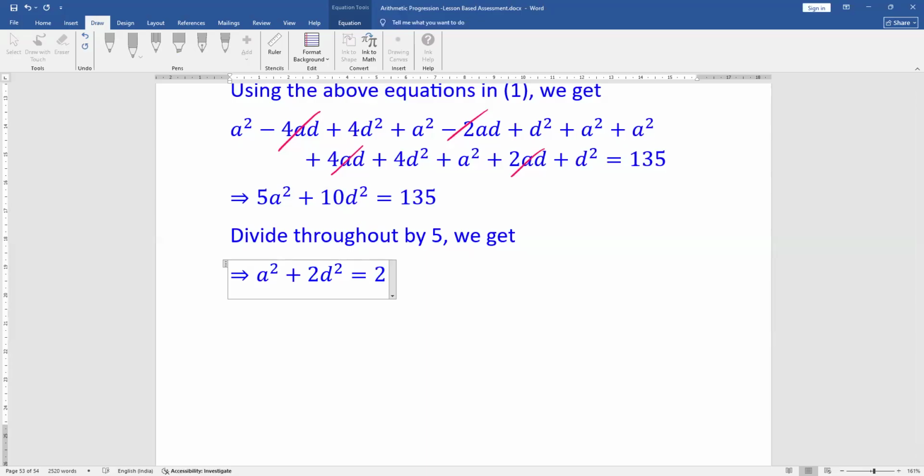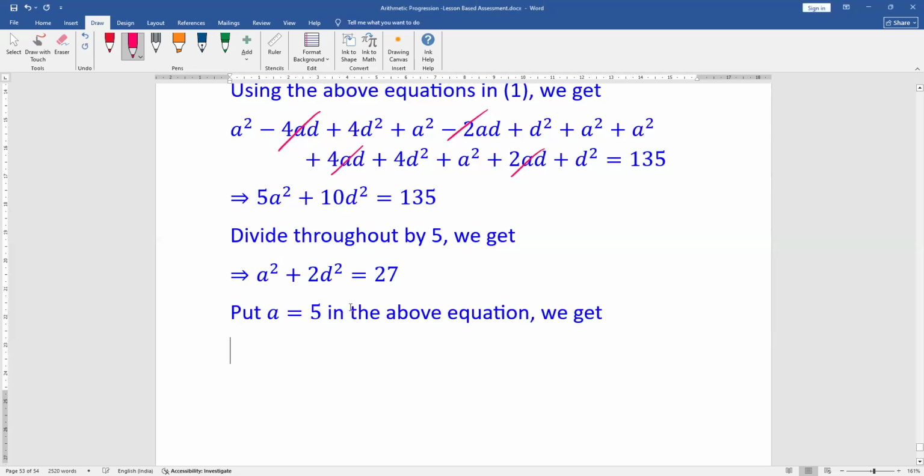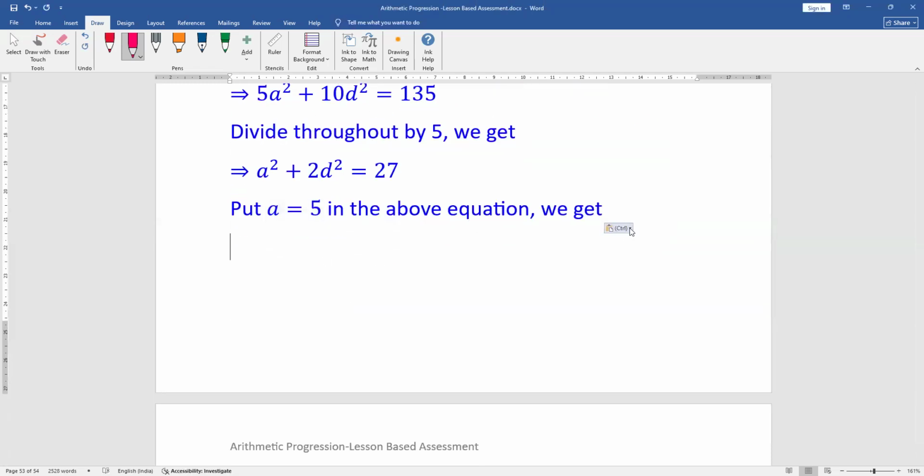35, 5 7s are 35. So a square plus 2d square equals to 27, I get. Okay. In my next step, what I do is I'm going to put a equals to 5 in the above equation. So I'm going to put a equals to 5 in the above equation.